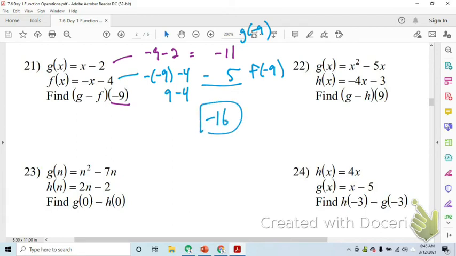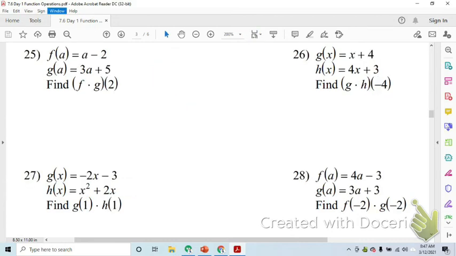And that's going to be your answer there. Now 23 is an easy one. If you plug in 0 into g sub n, so g sub 0 would be 0. If you plug 0 in right here, it would be 2 times 0 minus 2, so it would be negative 2. If you have 0 minus negative 2, it's going to be a positive 2 right there. All right, cool. All right, keep rolling here.